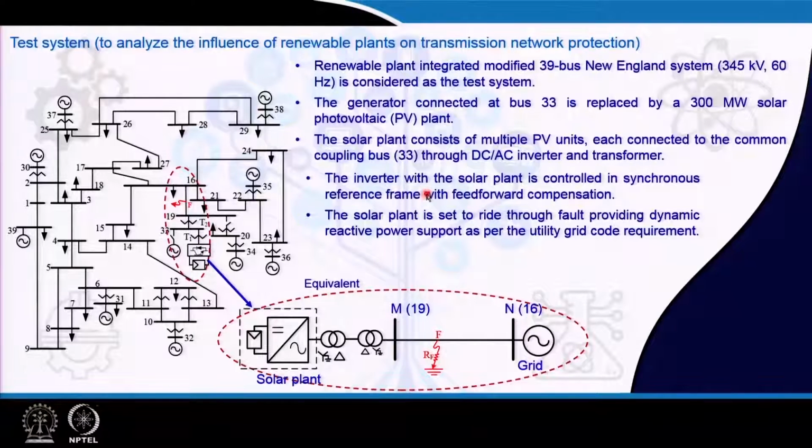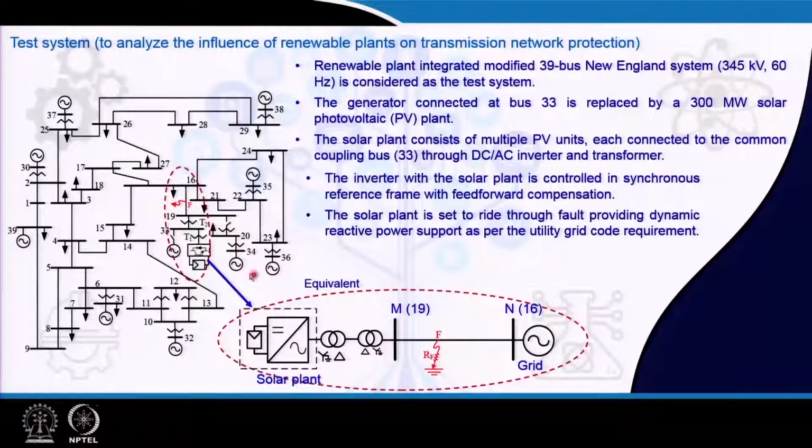The inverter with the solar plant is controlled in the synchronous reference frame with feed forward compensation. This is the control scheme being used. The solar plant is set to ride through the fault, providing dynamic reactive power support as per the utility grid code requirement. So that is the reactive support being provided. Now, this red dotted portion, we have taken the corresponding equivalent of it for testing the system. This is the solar plant perspective, this part.